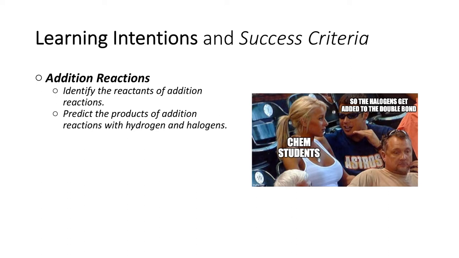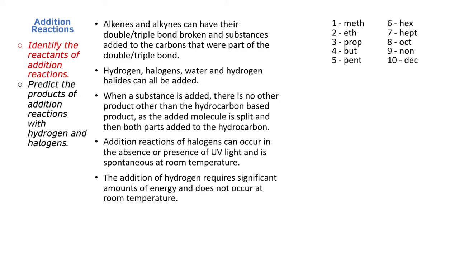Okay, so we're going to be learning about addition reactions, what they are and how they work. Alkenes and alkynes, which are our unsaturated hydrocarbons with their double bonds and triple bonds, can have their double bond or triple bond broken and substances added to the carbons that were part of the double or triple bond. You can add hydrogens, halogens, water, and hydrogen halides to these bonds. In this video, we're just going to be covering the hydrogens and the halogens.